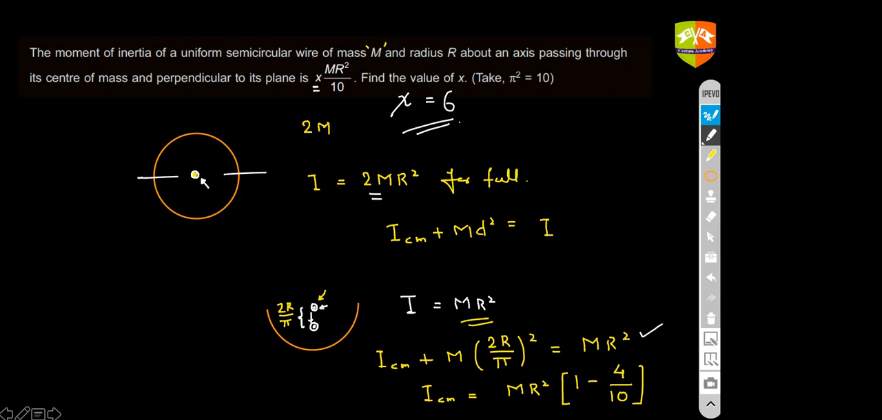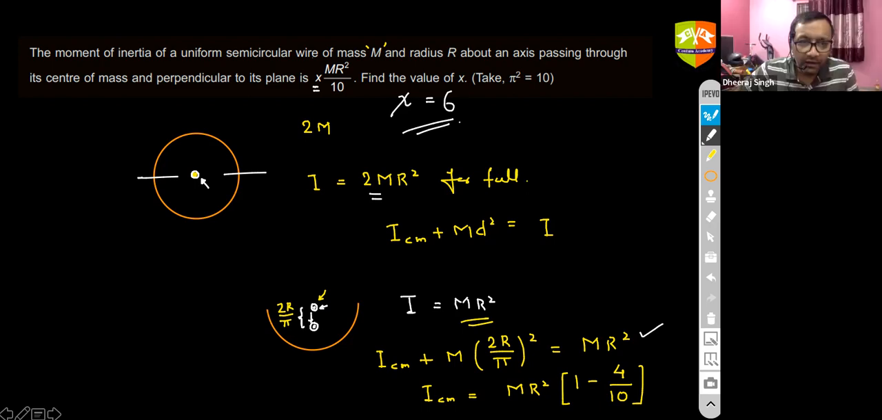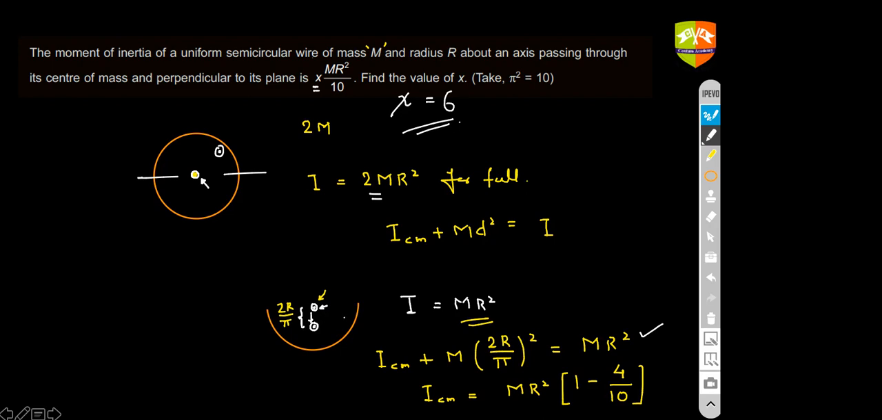Yes sir, but can we do it if the axis we are considering was any axis, let's say on the plane of the ring at some angle here? No, not here. It passes through the center. So the axis is on the plane, but it passes through the center.